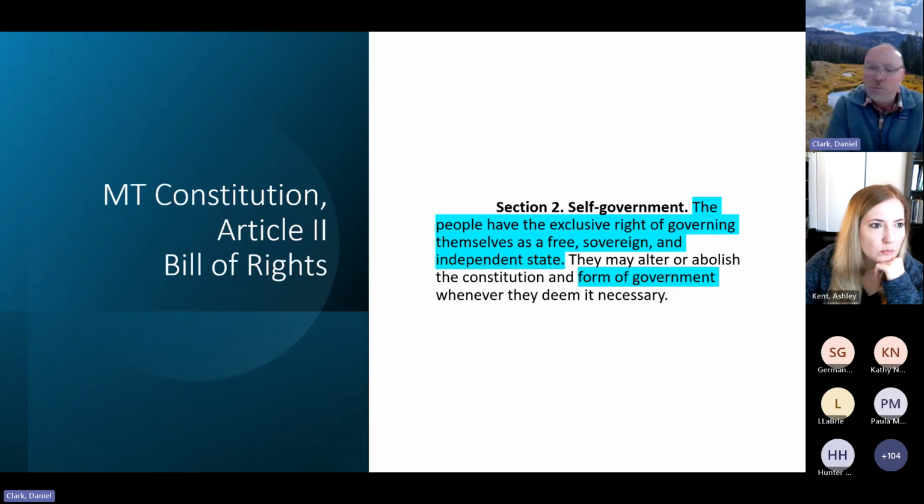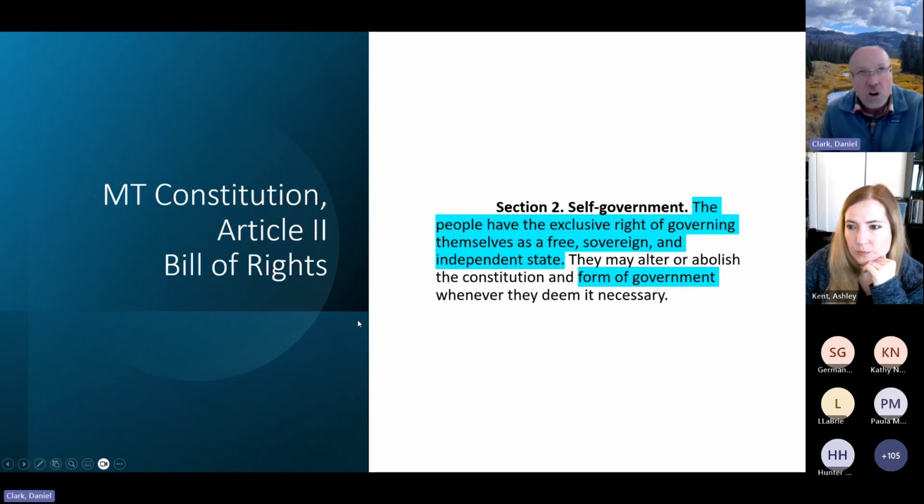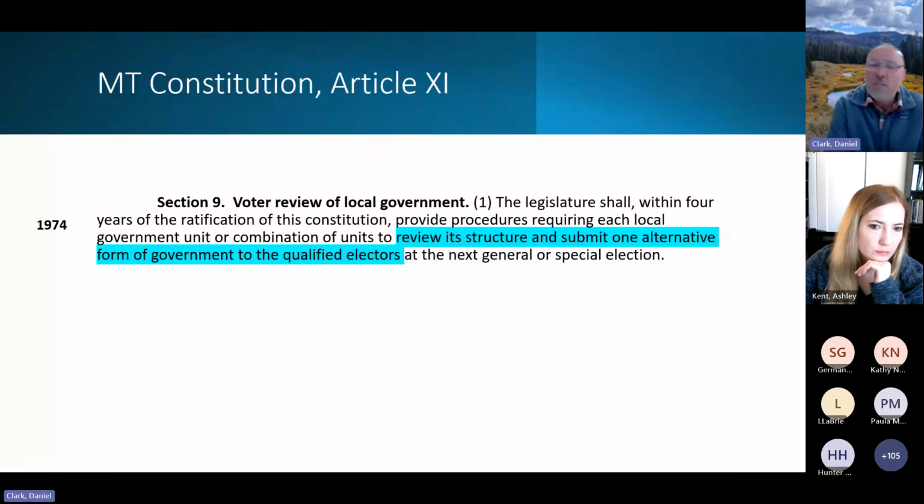And so that form of government is what we want to focus on today, because that will play into later on in Article 11 of the Constitution. So Article 11 is the local government section of the Constitution, and in there, Section 9 has this section, and it says the voter review of a local government. So that's where we can call voter review, and then in the law they refer to it as the local government review.